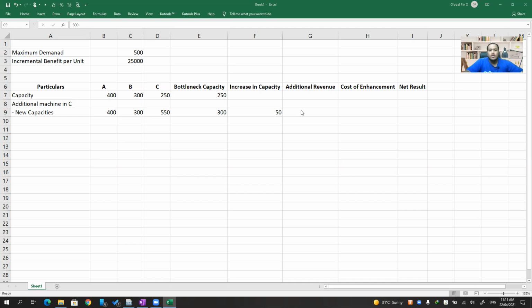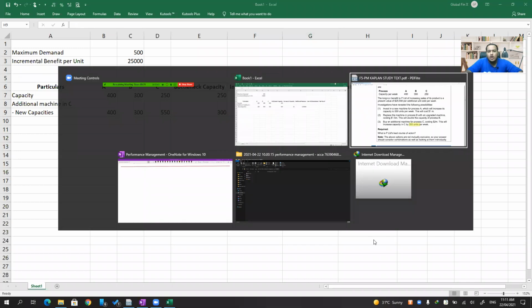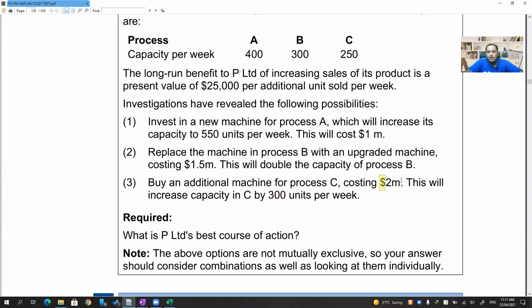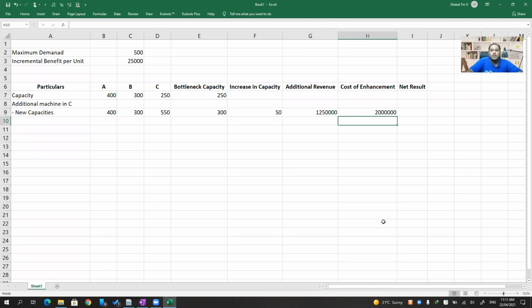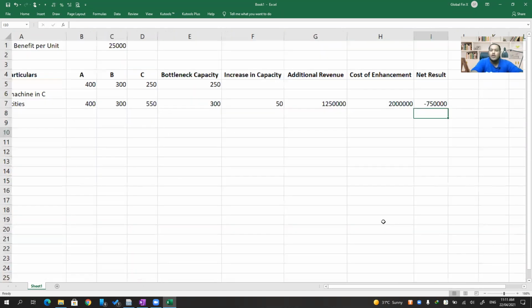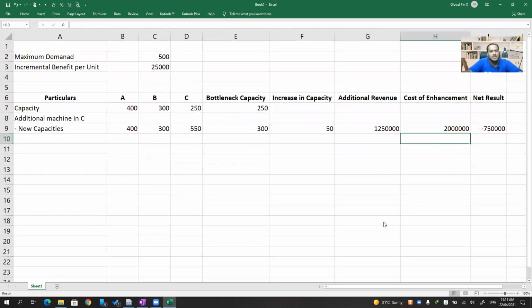Okay, now what is the additional revenue generated? For these 50 units of extra capacity, each unit is going to give me 25,000. So 50 into 25 is 1.25 million. What is the cost of enhancement of C? It is going to cost me 2 million. So what's the net result? You'll get 1.25 million, but you will have to spend 2 million. So you are going to spend an extra $750,000 without recovering it. It's a loss-making decision. So we will not enhance machine C. There is no point in enhancing machine C.